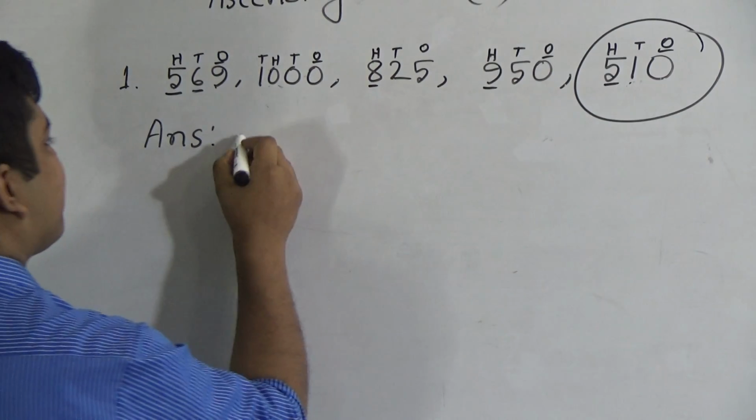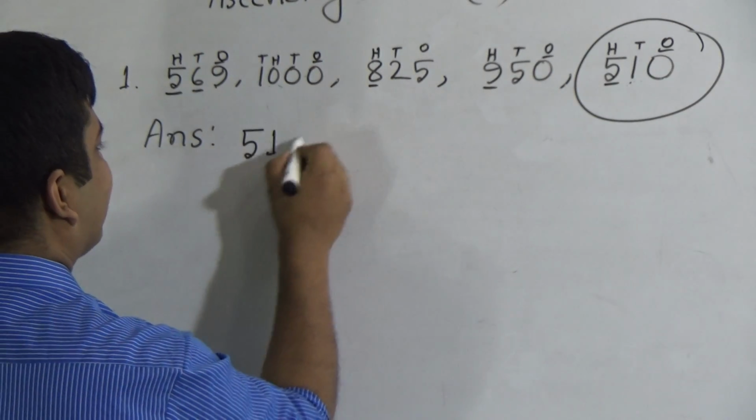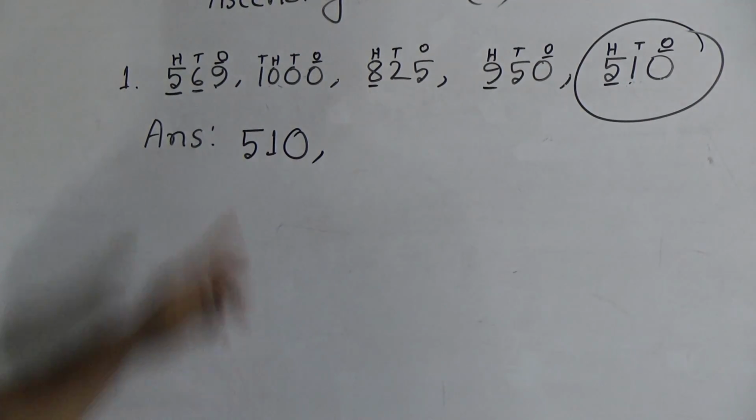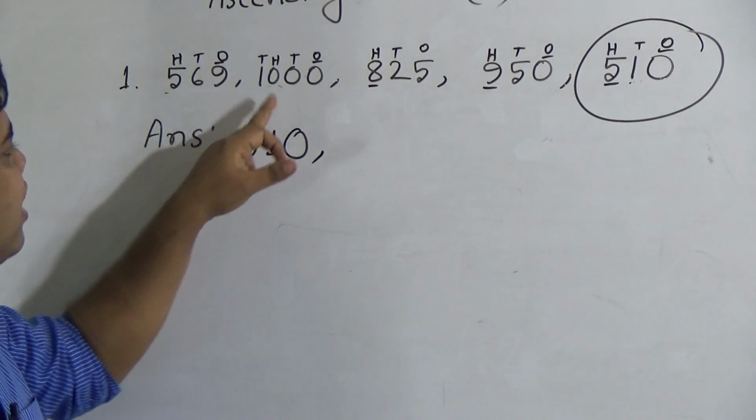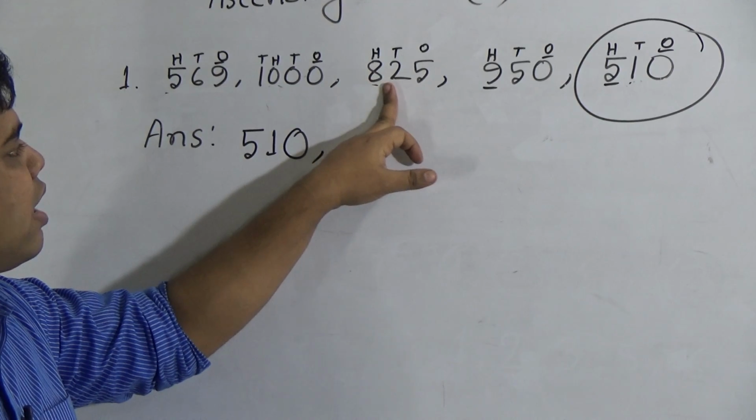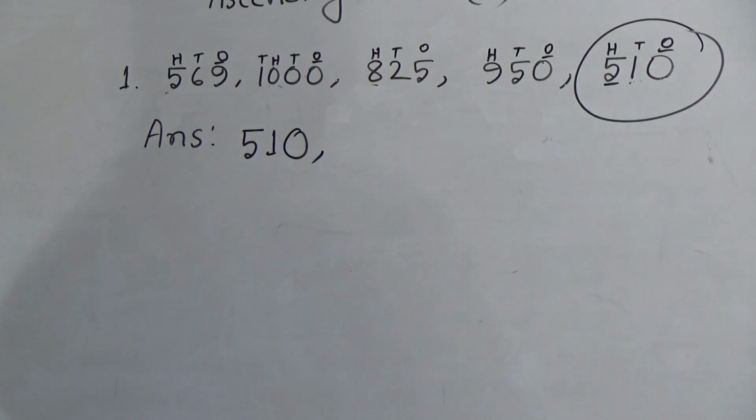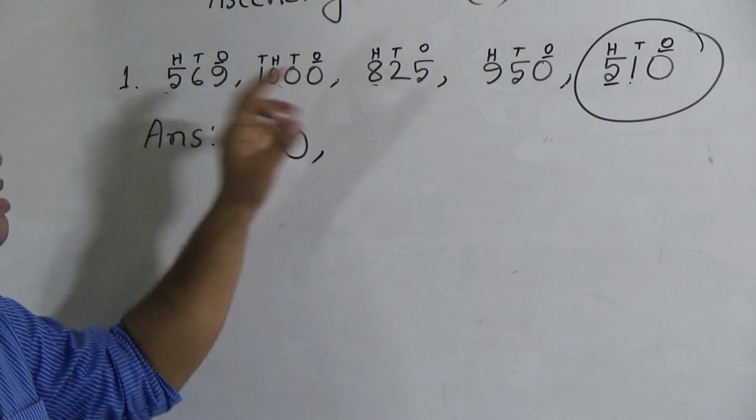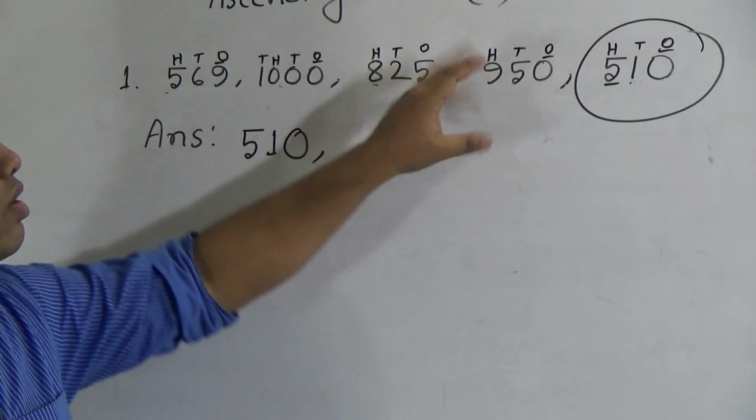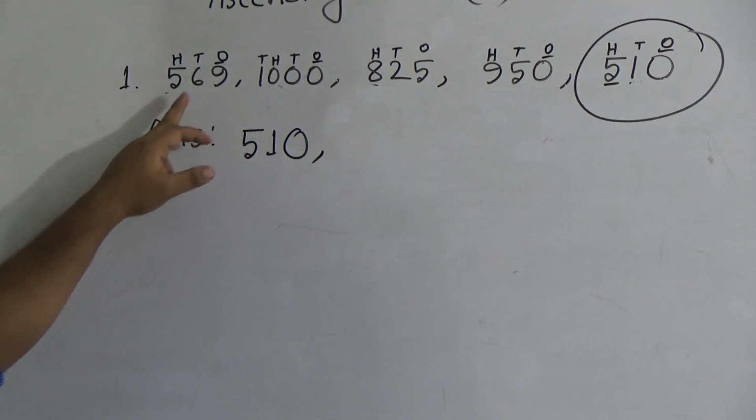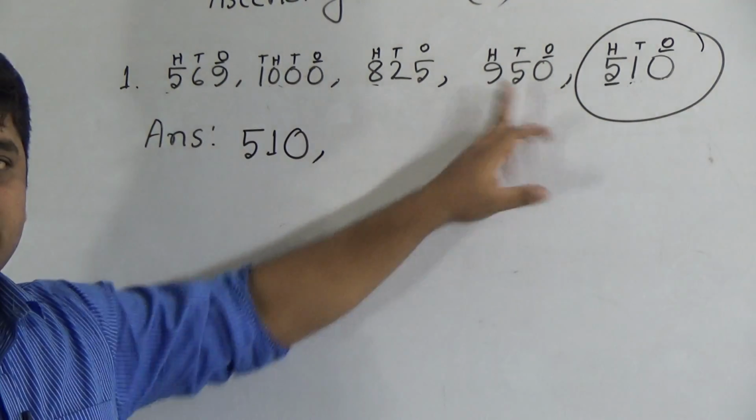So we write 510. Okay. Next, this one is done. 4 numbers left. 569, 1825, 950, and we have already learned that 1000 is the greatest number among this whole number, so it is written at last. Okay, and left 1, 2 and 3, these 3 numbers.